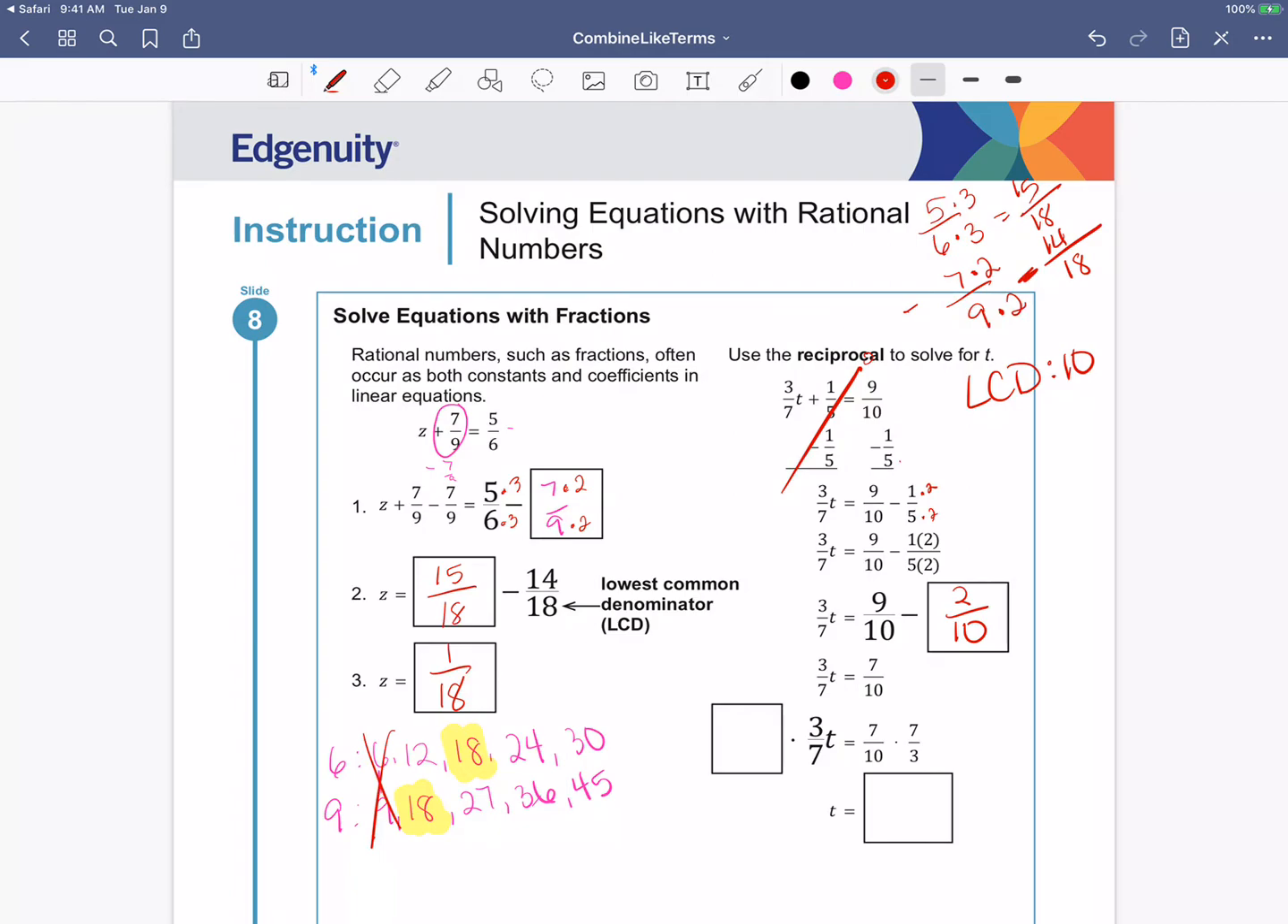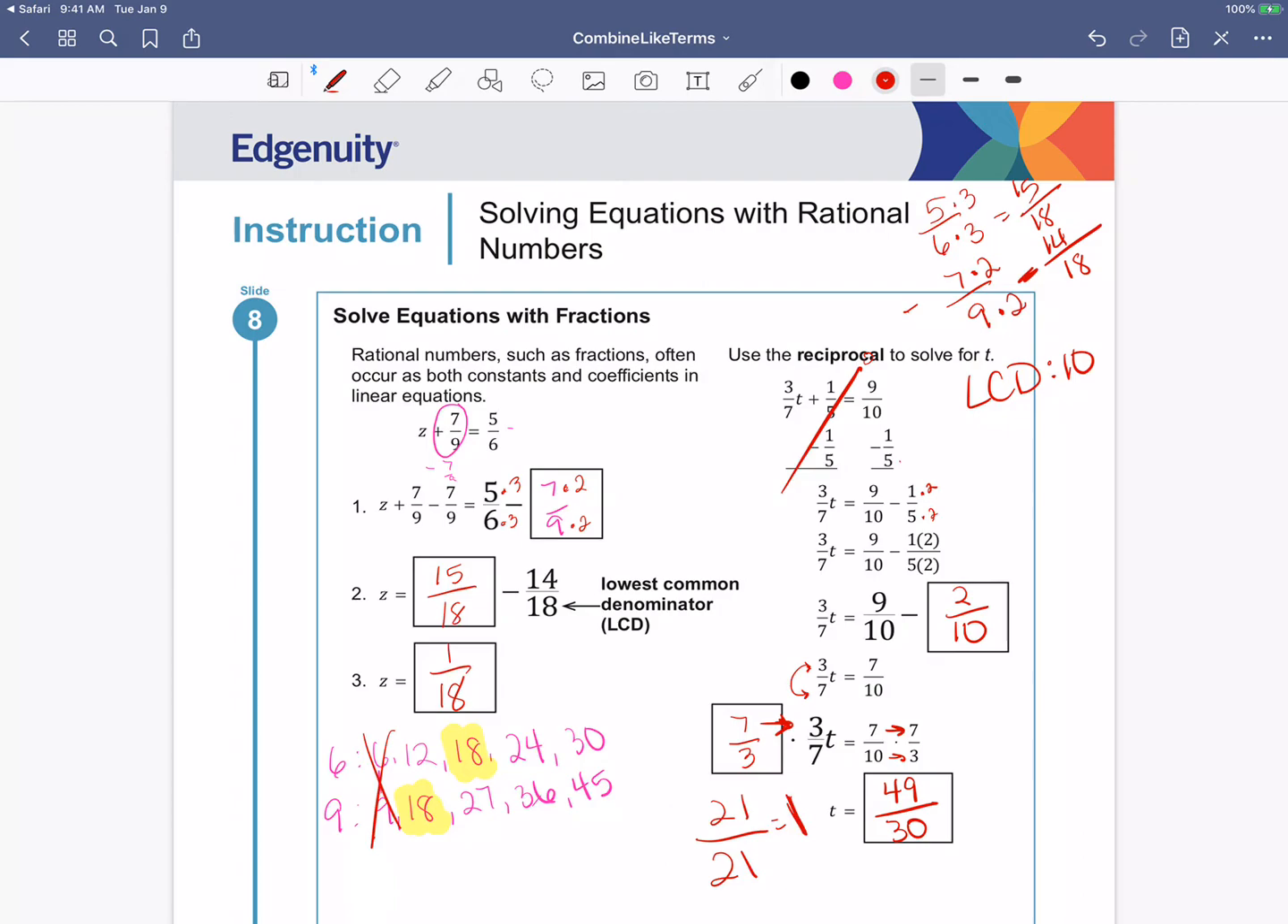Now, I need to multiply by the reciprocal. Remember, the reciprocal is I'm just flipping these numbers. So 7 over 3. Why? Because this is going to be 7 times 3 is 21 over 7 times 3 is 21. Any number over itself is always 1. Now I do the same. I have to multiply. 7 times 7 is 49. And 10 times 3 is 30. Okay? You can leave it at that.